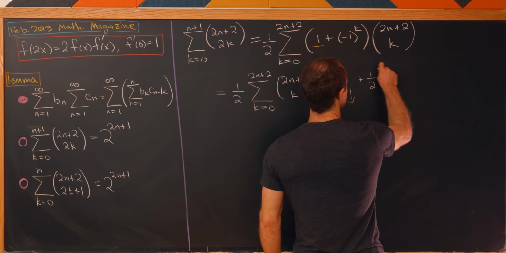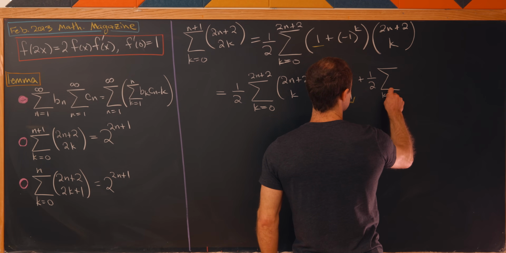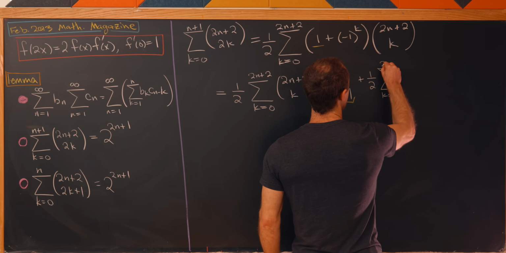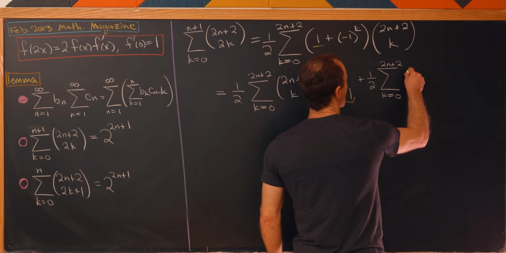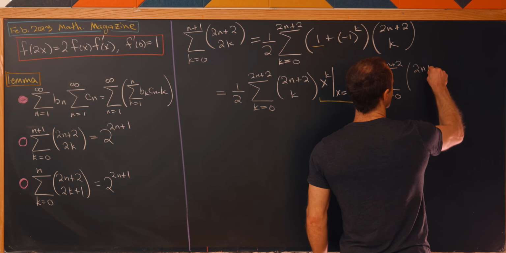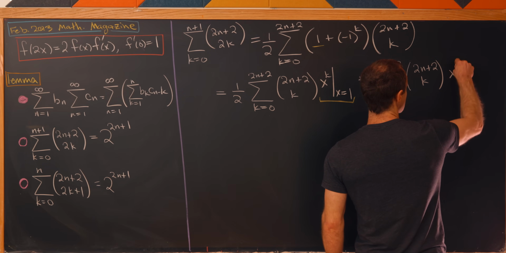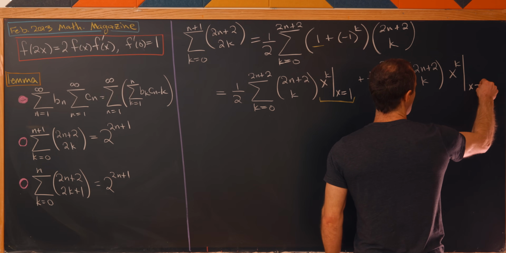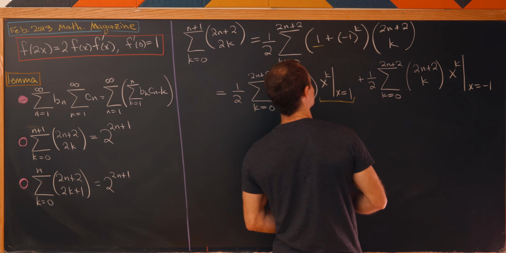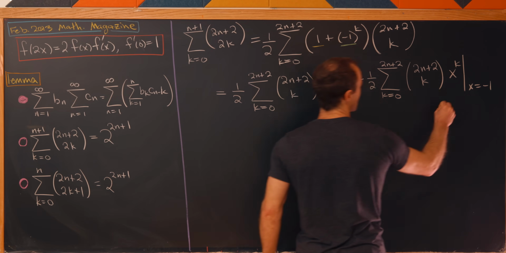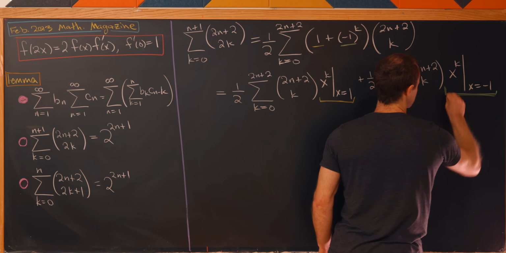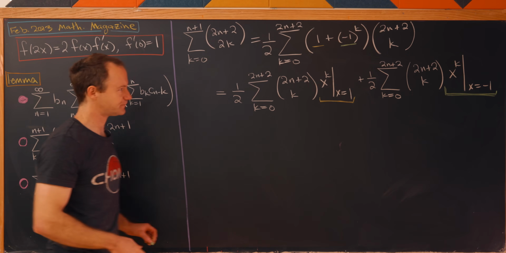So I'll have plus 1/2 times the sum as k goes from 0 up to 2n+2 of my same binomial coefficient, (2n+2 choose k), and then again x to the k, but now it's evaluated at x equals -1. That would be represented by this kind of green underlining.